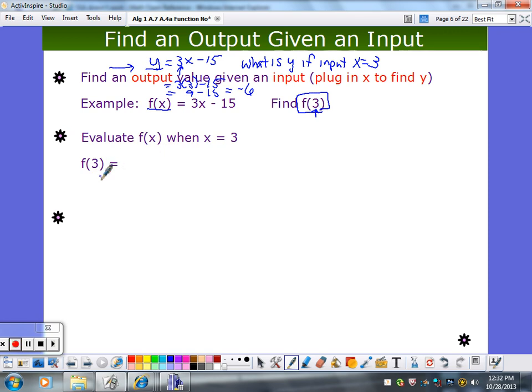So f of 3 says, let's rewrite f of x right above it. f of x is 3x minus 15. What did I replace? The x, right? Didn't I replace the x over here? It says f of x, now it says f of 3. Did that get replaced?